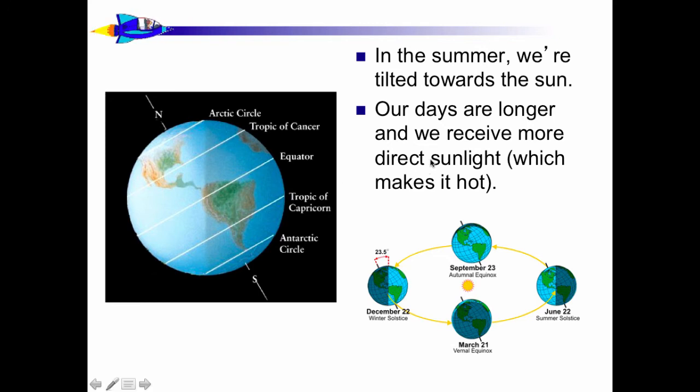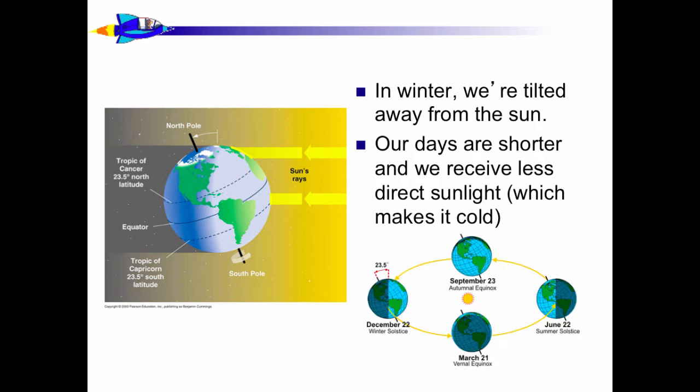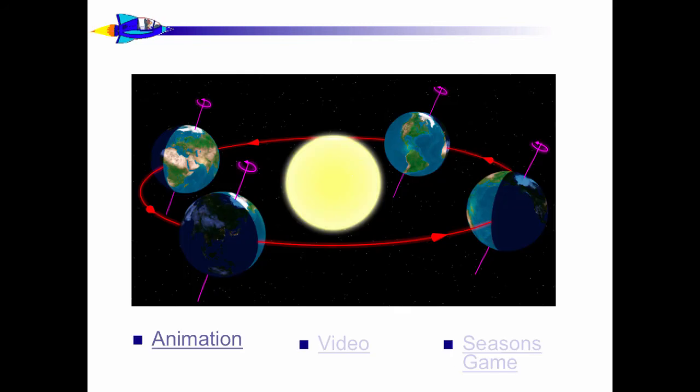During spring and fall, when we're not tilted away or towards the sun, the part of the Earth that receives the most direct sunlight is the equator. That's why those two seasons tend to be in the middle. They're not the hottest, they're not the coldest, because the equator is getting the most direct sunlight and it is distributing the heat equally. In winter, we're tilted away from the sun, our days are shorter, and we receive less direct sunlight, which we call indirect, which is what makes it cold.